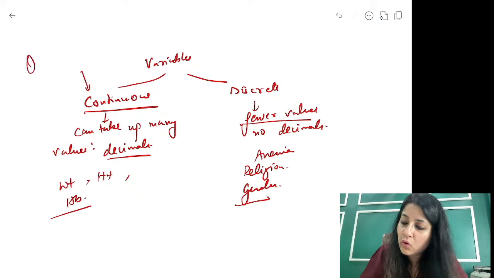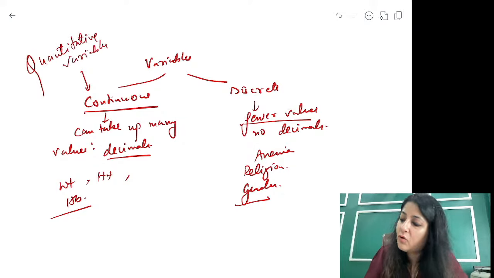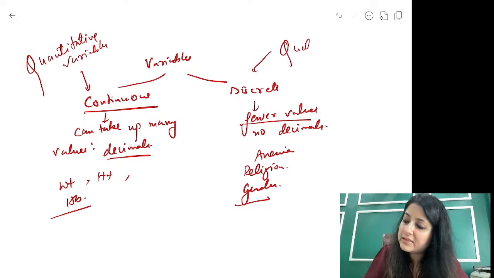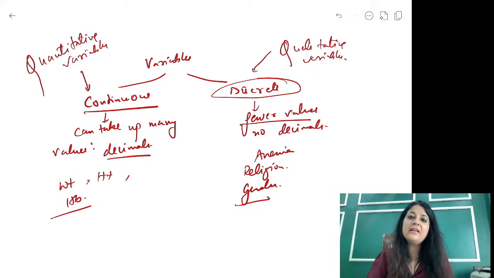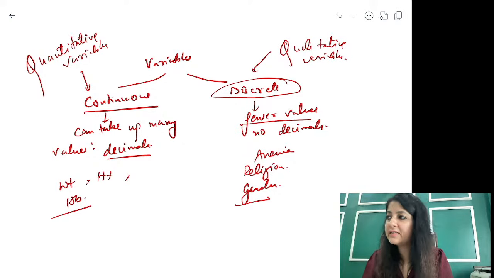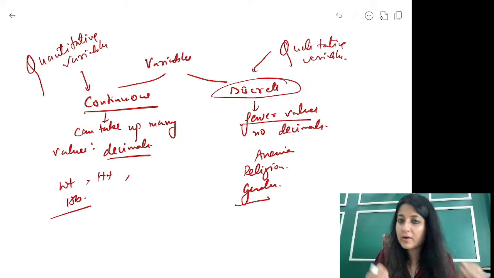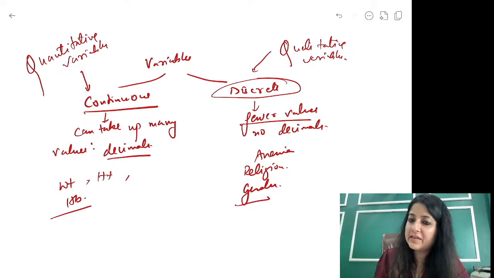That all quantitative variables are continuous, and all qualitative variables are discrete. Will you remember this, everybody? Mayank, did you understand? सबको समझ आया? Quantitative variables continuous होता है, qualitative variables discrete होता है. ठीक है?